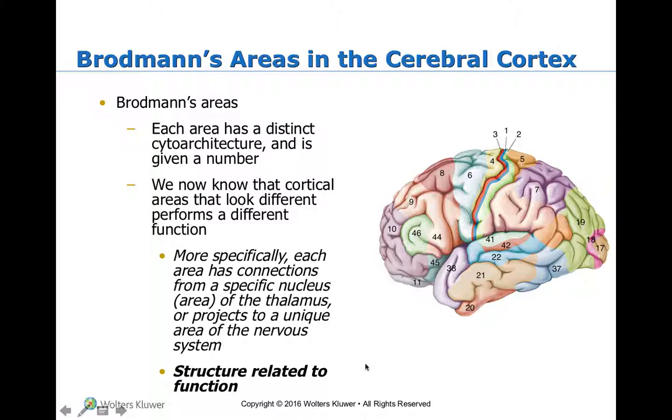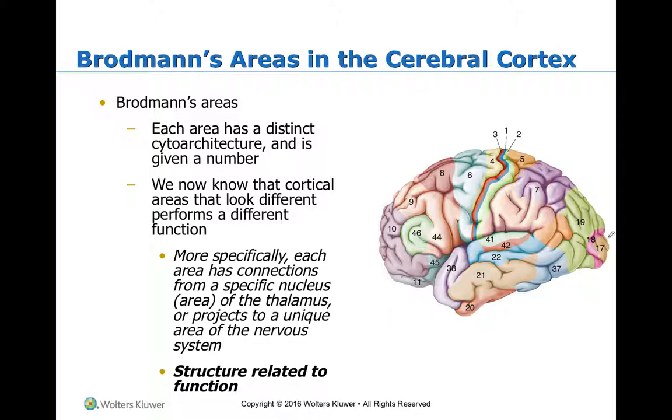Brodmann was a pioneer, particularly in our search for the relation between what's going on within the brain and what is causing a particular behavior. His idea was that each area of the brain has a distinct cytoarchitecture, and each of those areas is going to be given a number that's going to help characterize it and differentiate it from other regions. So we now know that cortical areas that look different perform different functions. More specifically, each area of the brain has connections from a specific nucleus of the thalamus or helps to project to unique areas of the nervous system. So structure is indeed related to function.